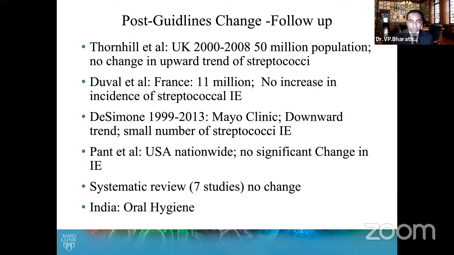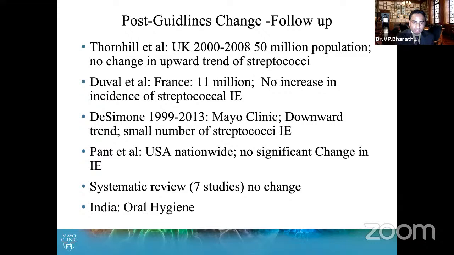Thornhill and colleagues looked at the UK population-wide data, approximately 15 million population, and didn't see any upward trend of streptococcal infective endocarditis. Duval and colleagues looked at the French population-based data and didn't see any increase in streptococcal endocarditis. DeSimone from Mayo Clinic looked at population-wide data from Rochester, just one county in Minnesota, so not nationwide, and did not see any upward trend of streptococci.